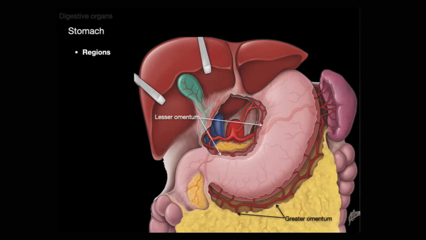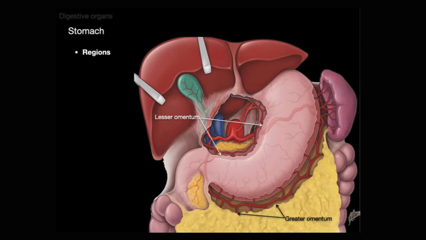Now we come to the lesser omentum and the greater omentum. So what are omentums? I'm going to first talk about the lesser omentum. The lesser omentum is a double-layer wall of the visceral peritoneum that extends from the lesser curvature of the stomach and the first part of the duodenum across the liver itself. So it kind of inserts itself at the gallbladder and the lower part of the liver itself.